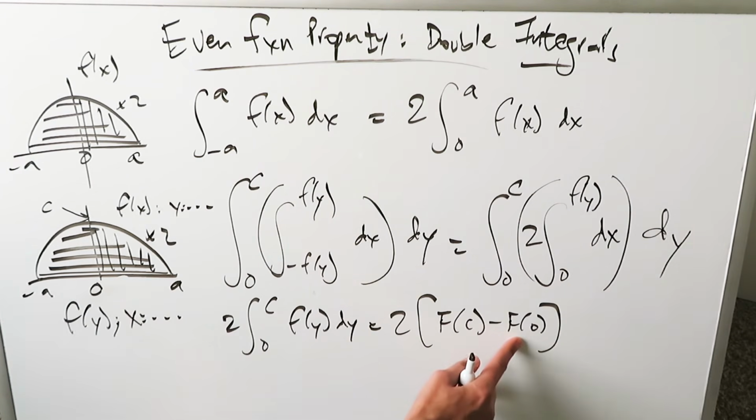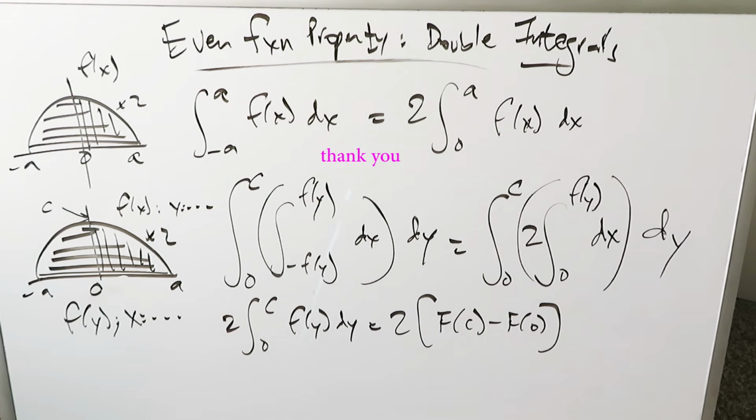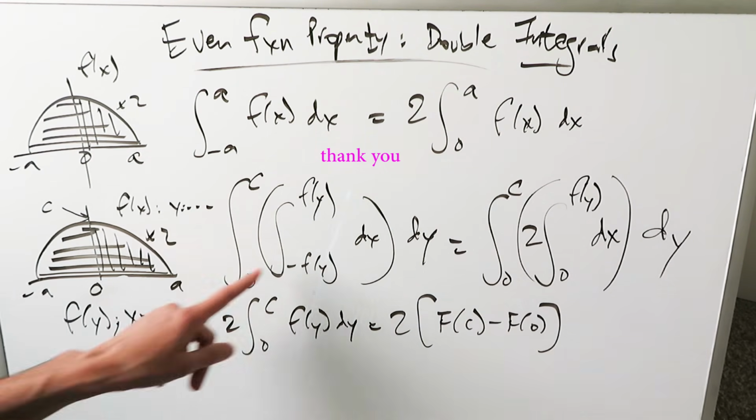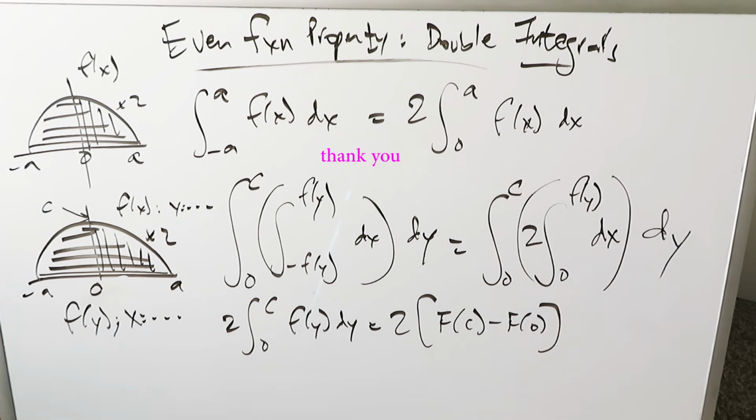Just don't always assume here that F of 0, the antiderivative with the 0 value coming in, is equal to 0. In some cases it is, in some cases it isn't. We're just looking here at the expression and result. The left hand, right hand expressions will be exactly identical. This right here is the even function property in terms of single integrals. The lower expressions here are the even function property with regards to double integrals.